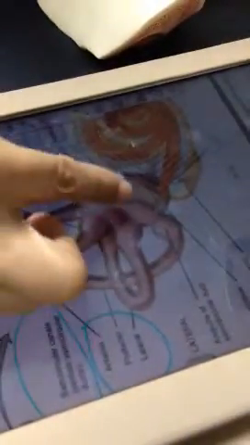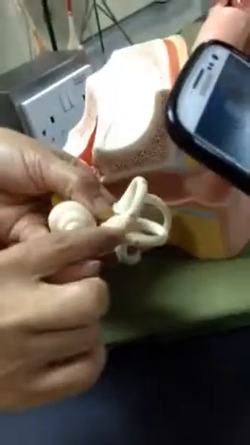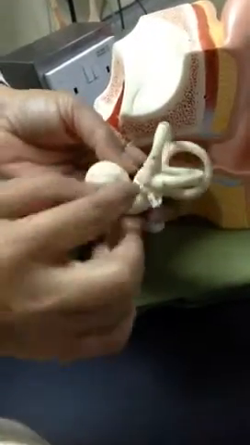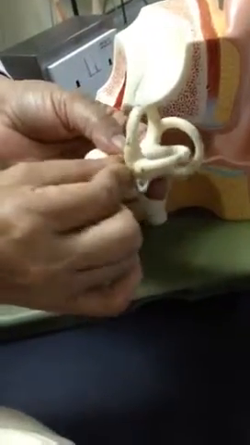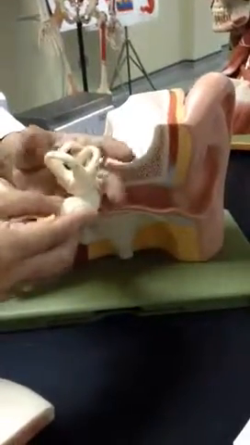This part, you see, this is the utricle. This is the ampulla. The bottom of each semicircular canal is dilated. Then all the semicircular canals meet here at the utricle. So this part is the utricle. And this is the vestibule itself. Okay. And this is the cochlea.